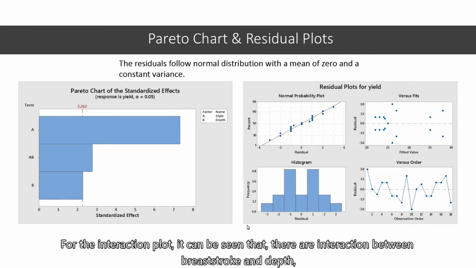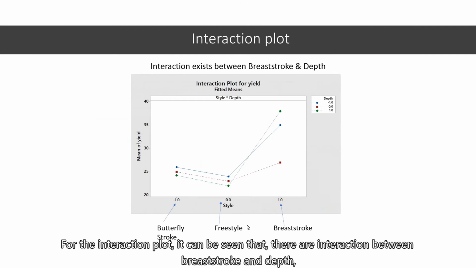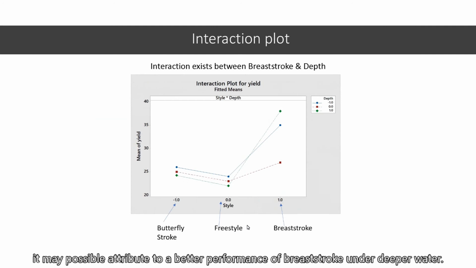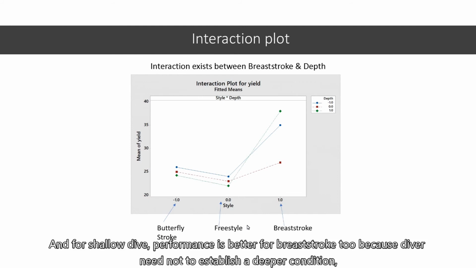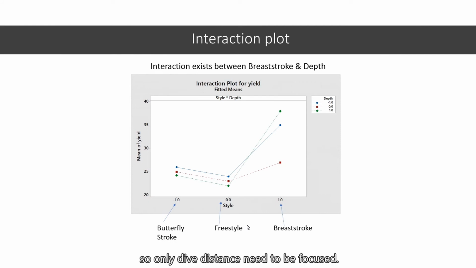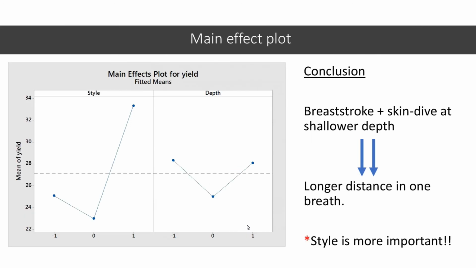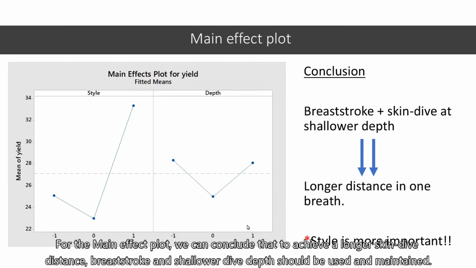For the interaction plot, it can be seen that there is an interaction between breaststroke and depth. It may possibly be attributed to a better performance of breaststroke in deeper water. And for shallow dive, performance is better for breaststroke too because the diver need not establish a deeper condition, so only dive distance needs to be focused on. For the main effect plot, we can conclude that to achieve a longer skin dive distance, breaststroke and shallower dive depth should be used and maintained.